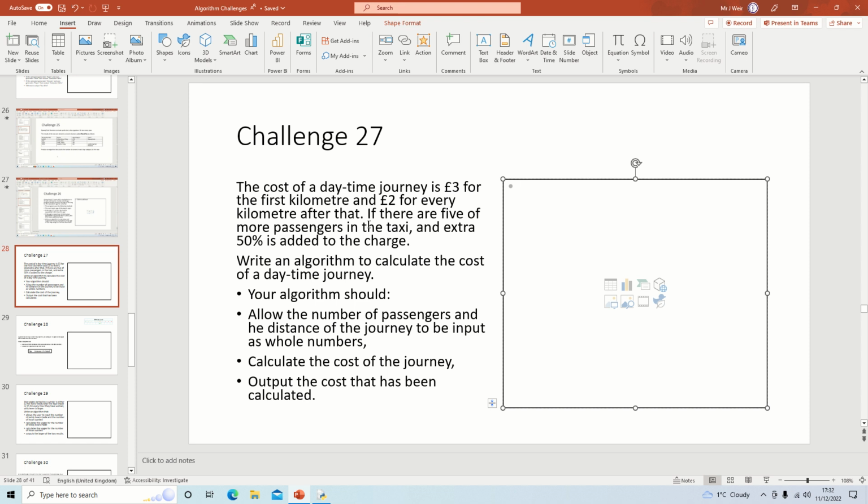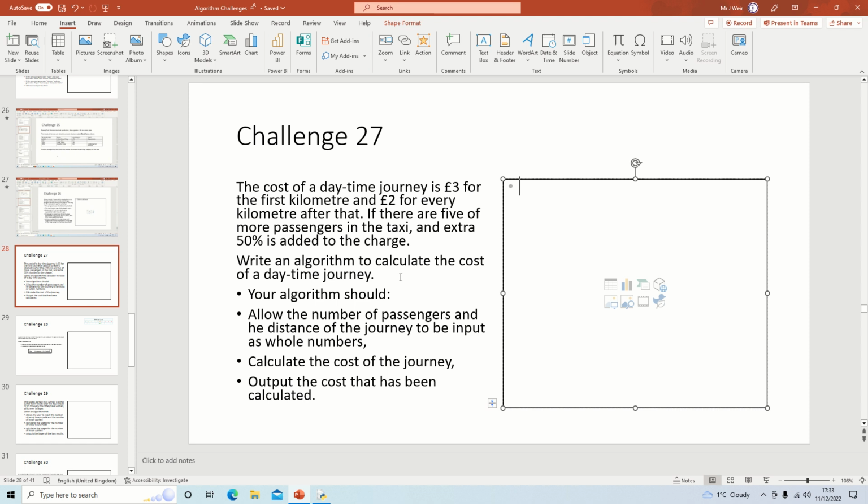So we're going to just start off by reading through this carefully. So it says the cost of a daytime journey is £3 for the first kilometre and £2 for every kilometre after that. So that straight away makes you think that, well, if they're only going to travel 1 kilometre, then the only thing you need to do is say that the cost is £3 and that's it. But anything that's over, so anything that's greater than 1 kilometre, means that we need to add 3 to the price at the end. But also it says for every kilometre after the first one, so we need to also subtract 1 from the distance if they are more than the first kilometre.